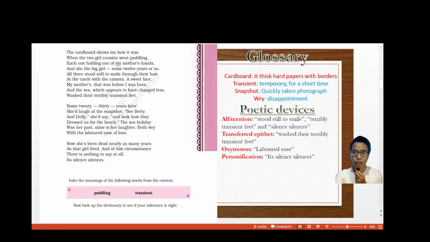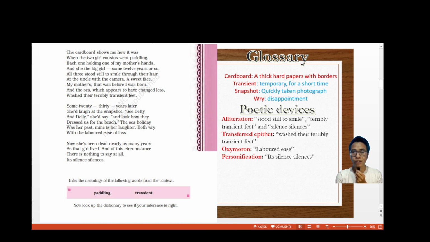I think you can clearly see on the screen the complete poem. It is about 3 stanzas. And glossary, the word cardboard is a very important word that we should know, because it is the heart of the poem, we can say, because every memory is connected to this photograph and cardboard only.